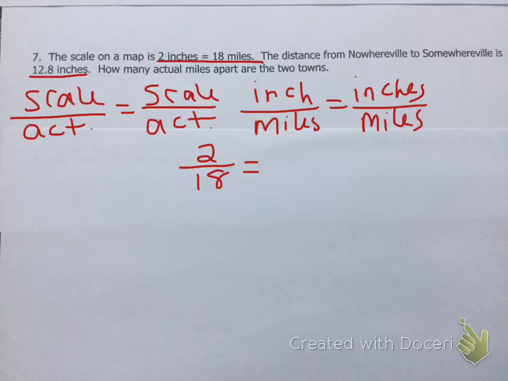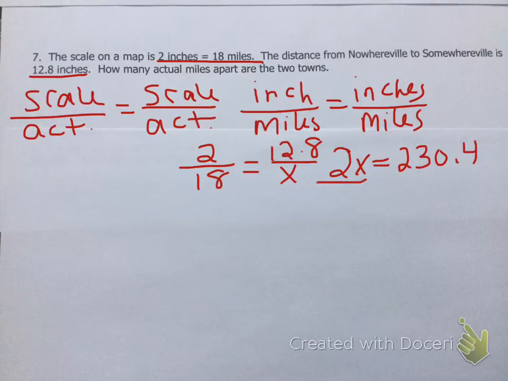We want to know if something is 12.8 inches on the map, how far is the actual distance? There's your proportion. Cross products property, 2x equals 12.8 times 18. You get 230.4. Oops. Divide by 2 on both sides, and x equals 115.2 miles.